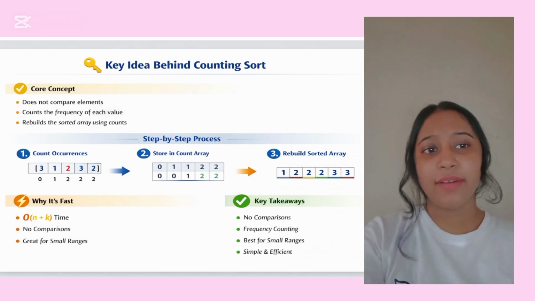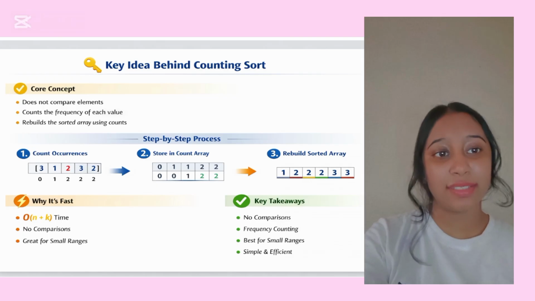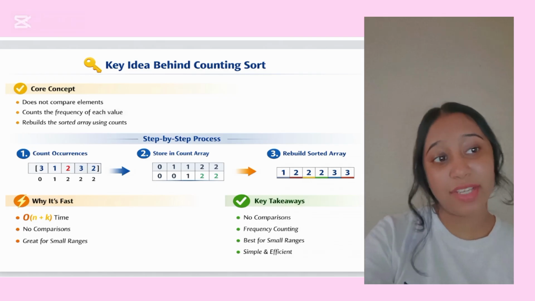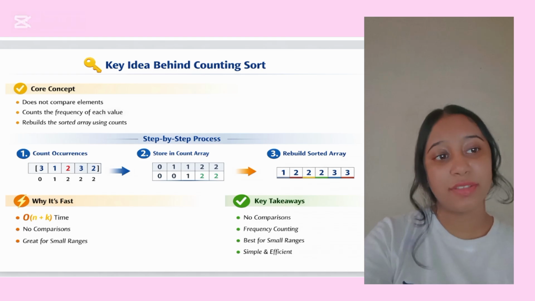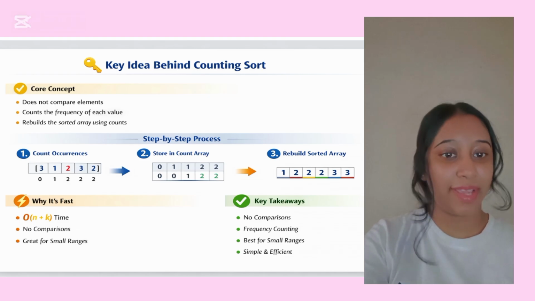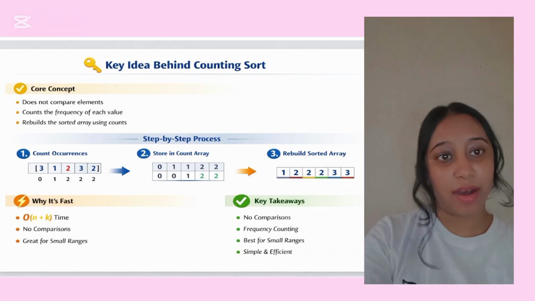Why does this idea work so fast? Because counting sort avoids comparisons, it runs in linear time, or O(n plus k), where n is the number of elements and k is the range of values. This makes it faster than comparison based sorting algorithms for small ranges. Imagine sorting exam marks.